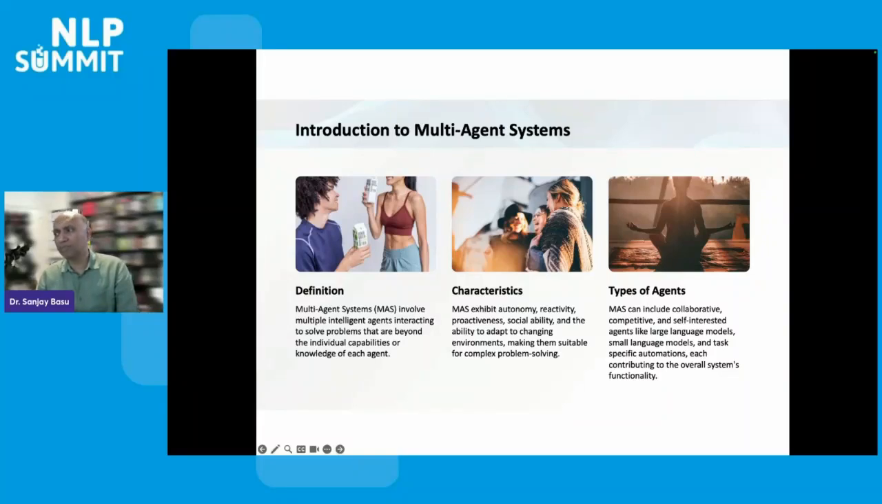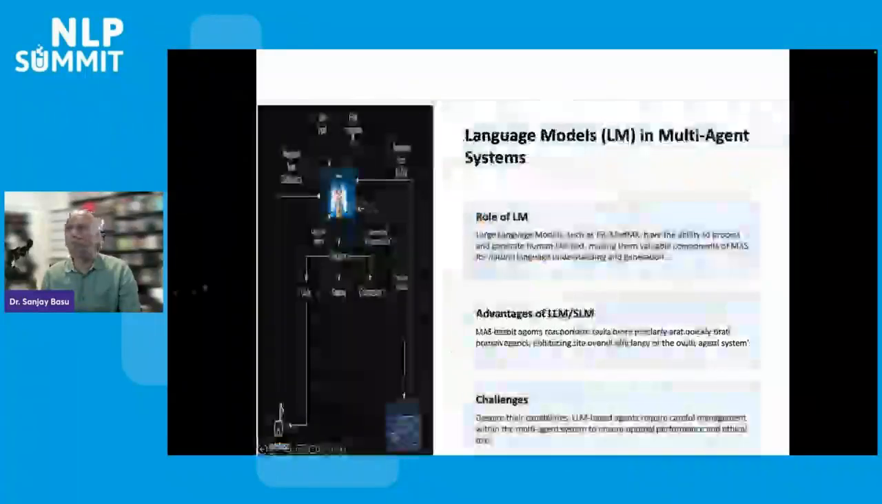Some types of agents can include collaborative systems, competitive systems, self-interested agents like large language models and small language models, and task-specific automation, like running an optimization model or running an algorithm to simulate molecular reactions, each contributing to the overall system's functionality.